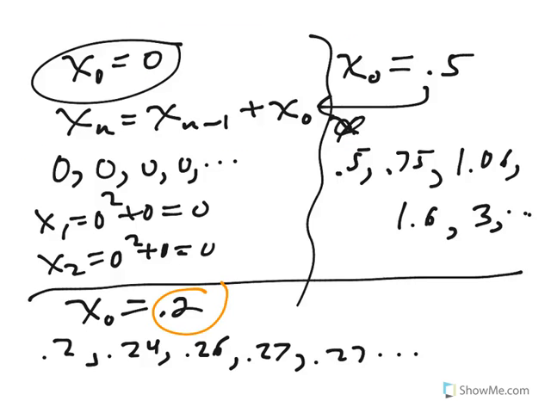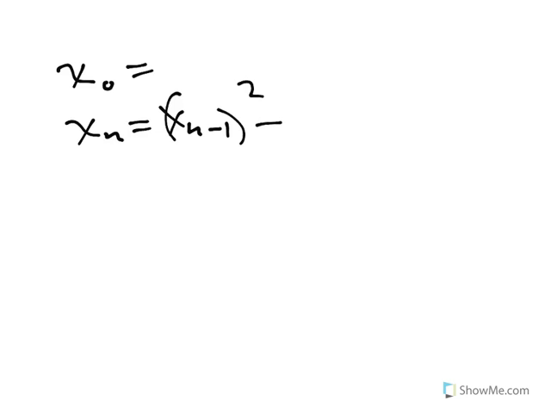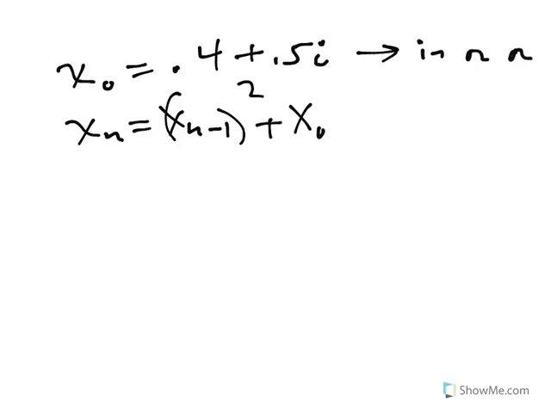So let's see, if I take the same formula, xn is xn minus 1 squared plus x0, and I test a complex number like 0.4 plus 0.5i, and I want to know, is it in or out? Because if it's in, I'm going to color it black on the complex plane. If it's out, I'm going to color that point white.